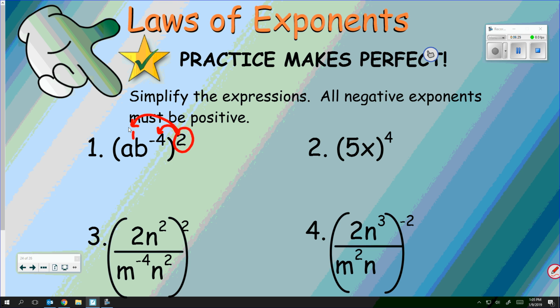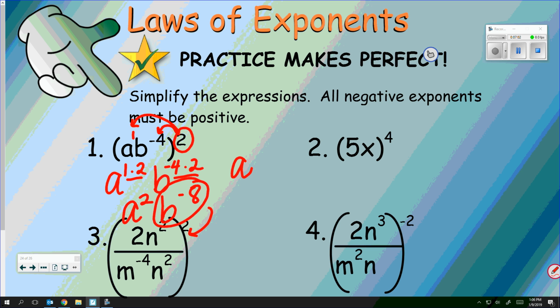So for a, I would have a to the power of 1 times 2 and b to the power of negative 4 times 2 as well. So 2 times 1 is 2, so we have a squared. Negative 4 times 2 is negative 8, so you have b to the negative 8. Now, from yesterday, are we done here? No, what do we have to do with this negative 8? We can move it to the bottom. So we would have a squared over b to the 8, and that would be our final answer.